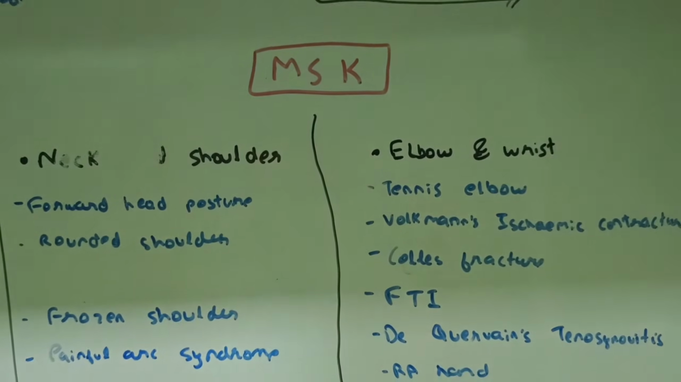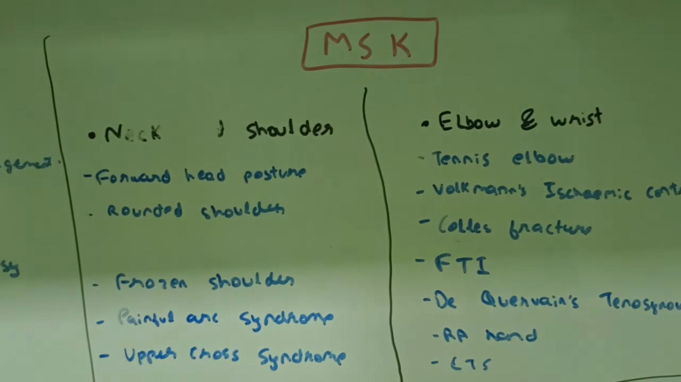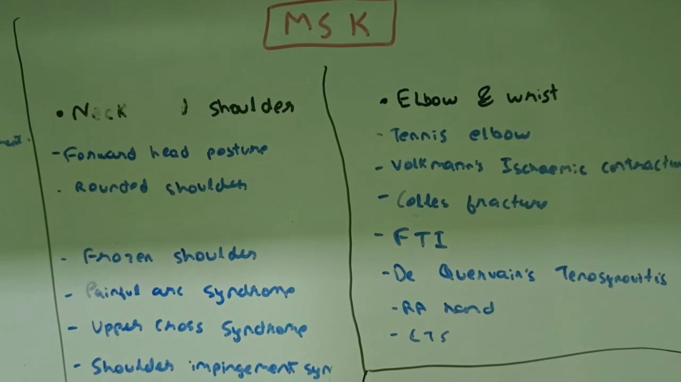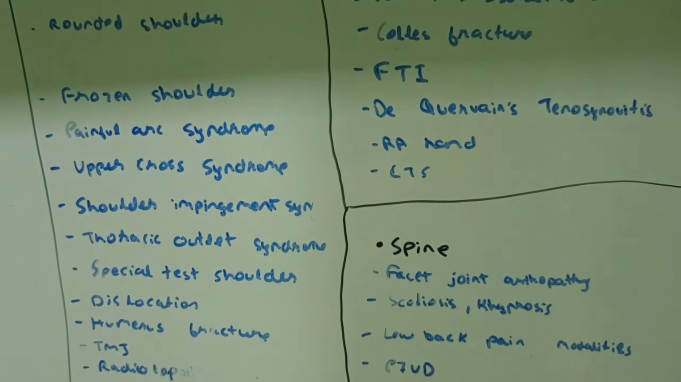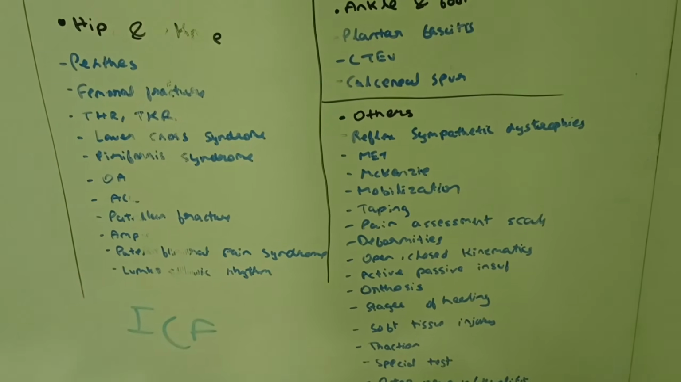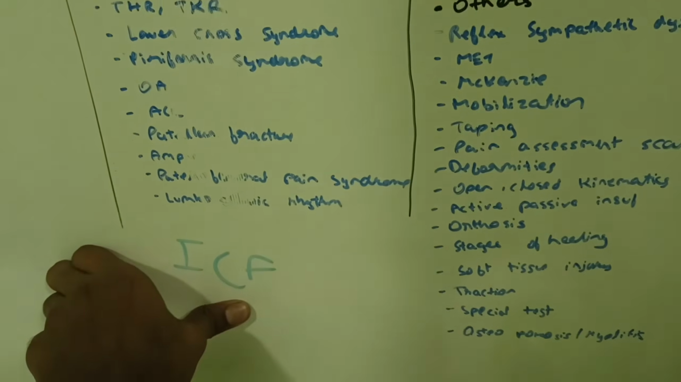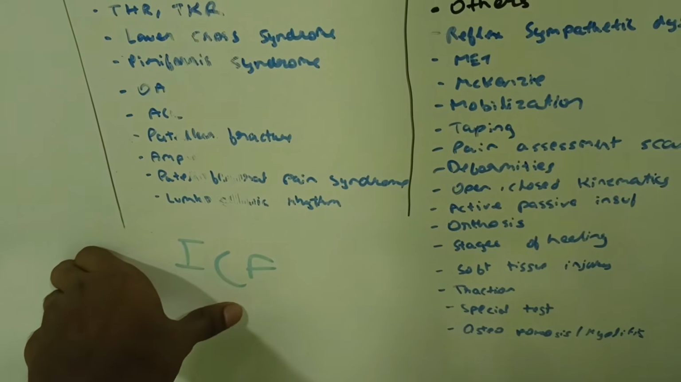Let's see. So here I have just divided the conditions according to the region: neck and shoulder and elbow and wrist, all these things, for spine, hip and knee, ankle, and others. And I have to focus on ICF for now because I am a little weak in that. So let's see.